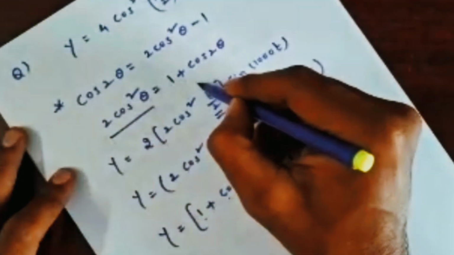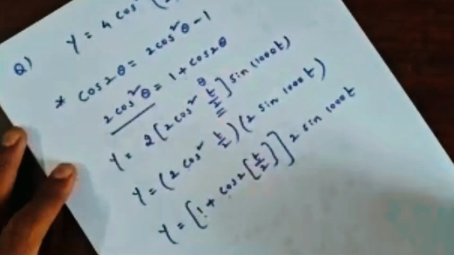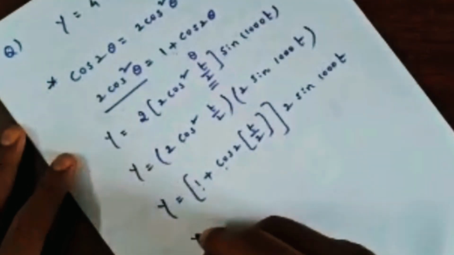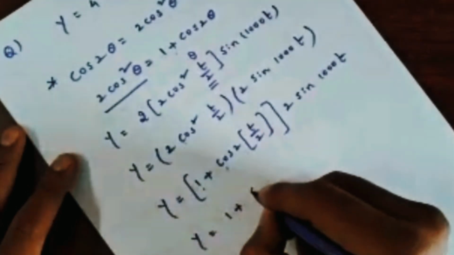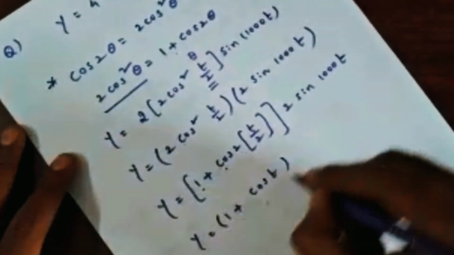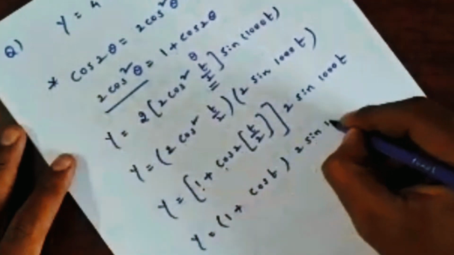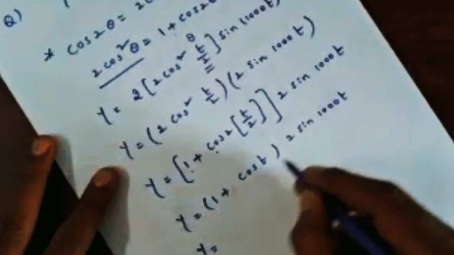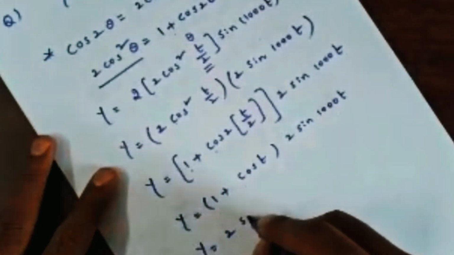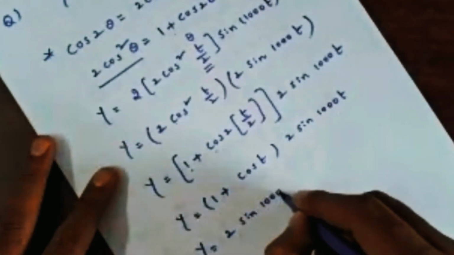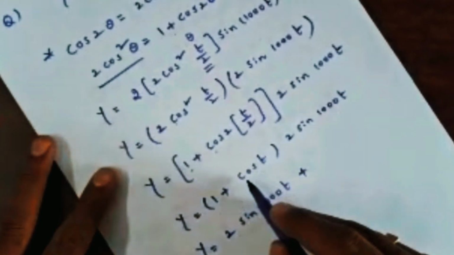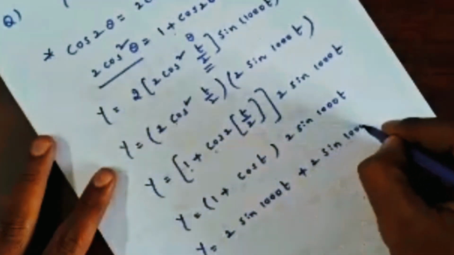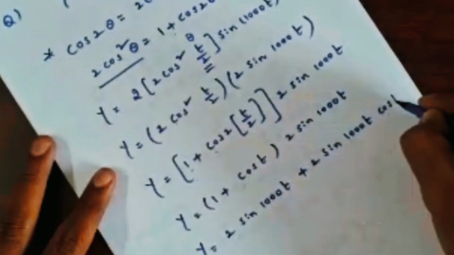This is theta. What do we have in the theta place? T by 2. So now the 2 gets cancelled. Then y is equal to 1 plus cos t, times 2 sine 1000 t. Now multiply with every term: 1 into 2 sine 1000 t plus cos t into 2 sine 1000 t. General multiplication. 2 sine 1000 t cos t.